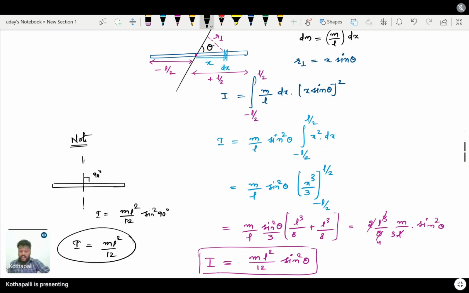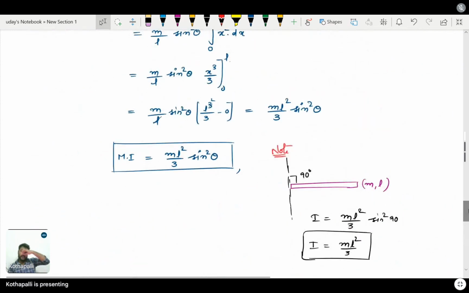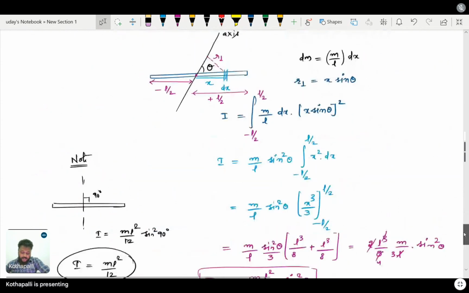Remember the direct conditions. If the axis is passing through the end of the rod, it is mL square by 3 sine square theta. If the axis is passing through the center, making an angle theta, it is mL square by 12 into sine square theta. If the rod is perpendicular to the axis of rotation, passing through the end, it is mL square by 3; passing through the center, mL square by 12. By using these two conditions, let's solve some questions, and then we'll go to the next derivation.